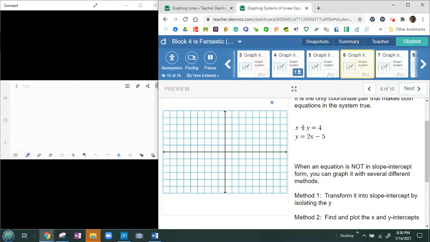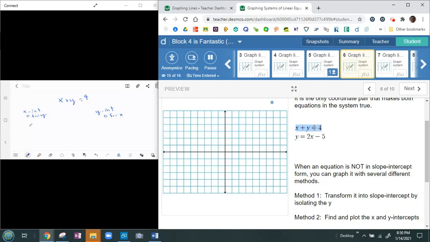All right, guys. So this equation here is not in slope-intercept form. So what we have to do is find the x-intercept and the y-intercept. And we do that by plugging in 0 for y and 0 for x.